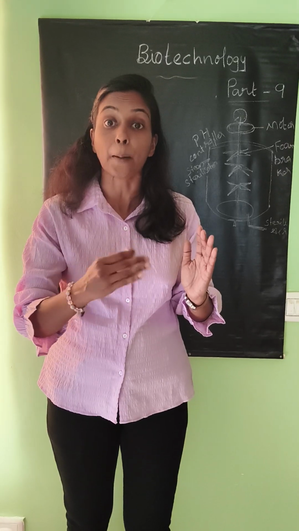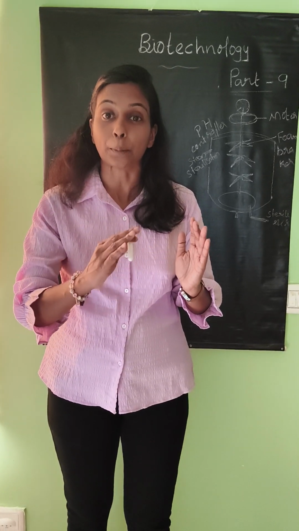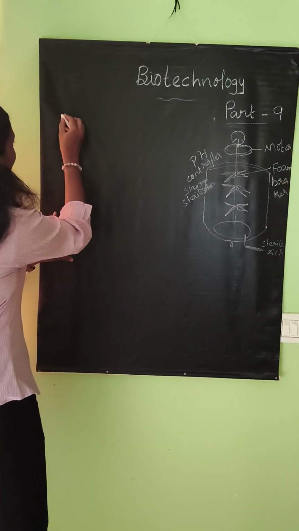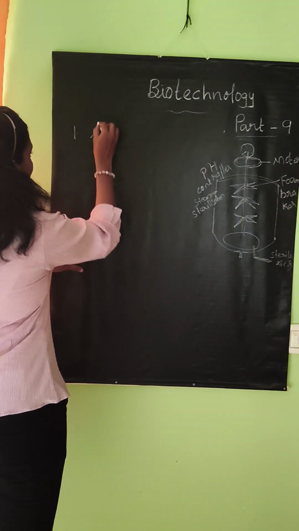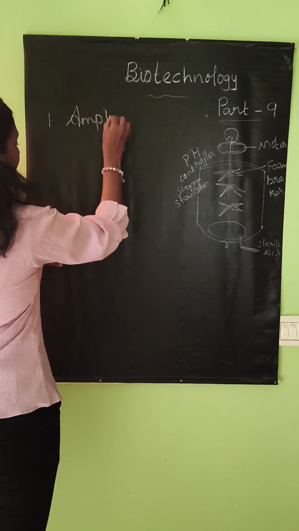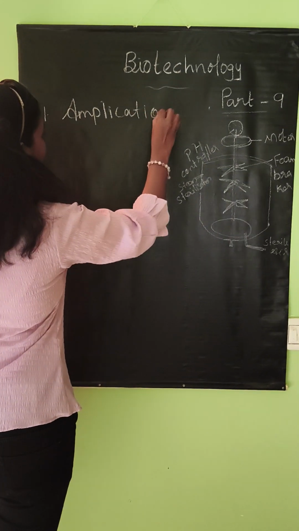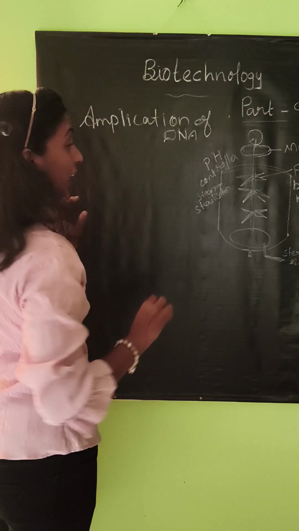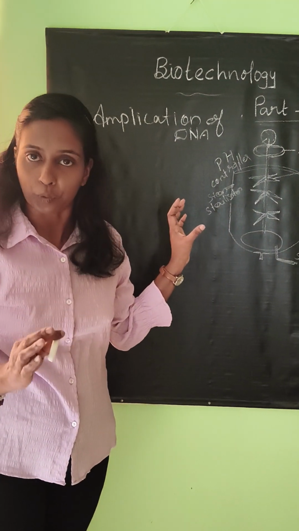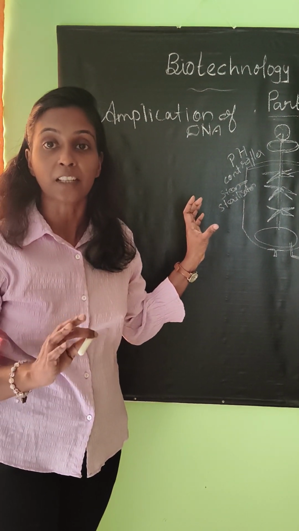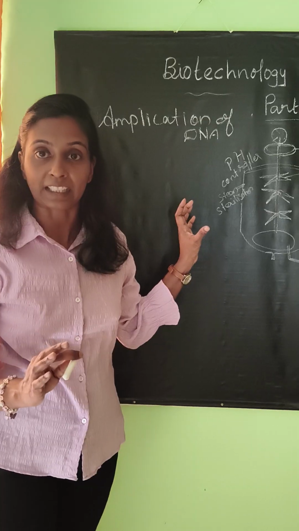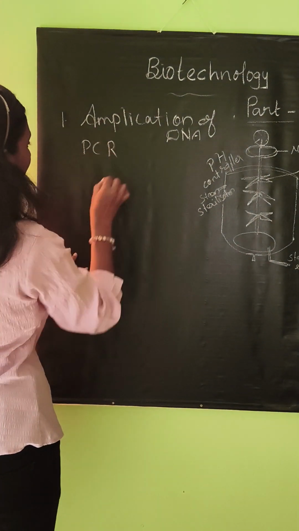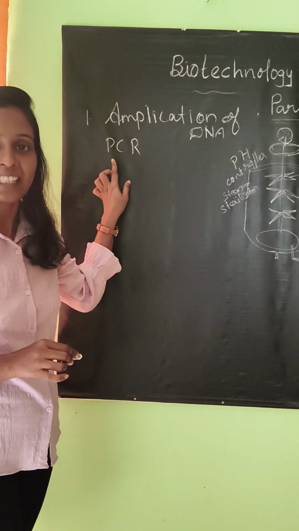Now we have to amplify. We have to make different copies, a large number of copies. That process is called amplification of DNA. Amplification, you can understand, is making a large number of copies. Amplification is done with the help of one technique, one instrument. It is called PCR. PCR means polymerase chain reaction.